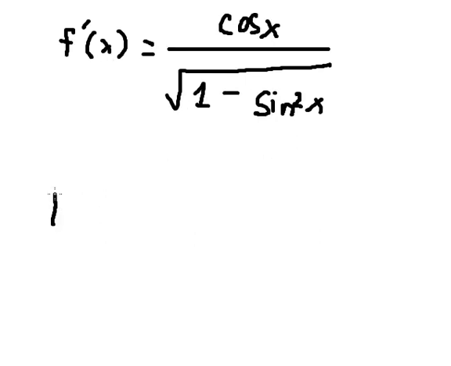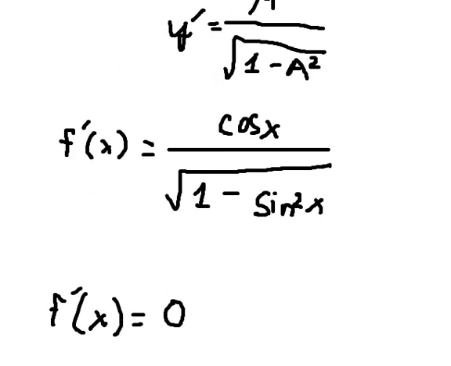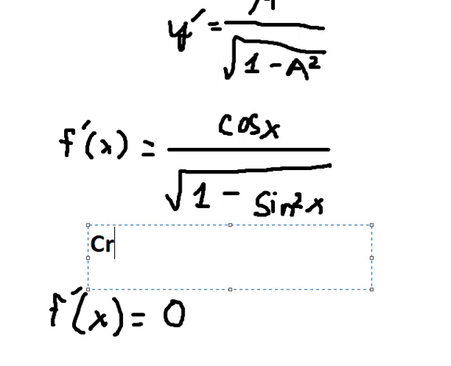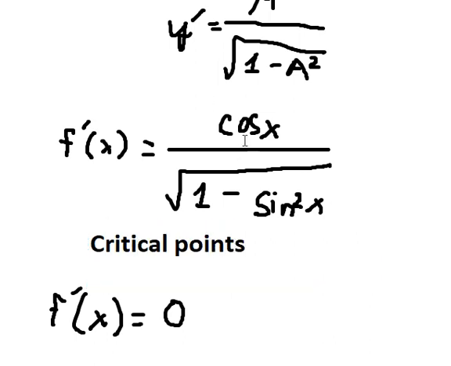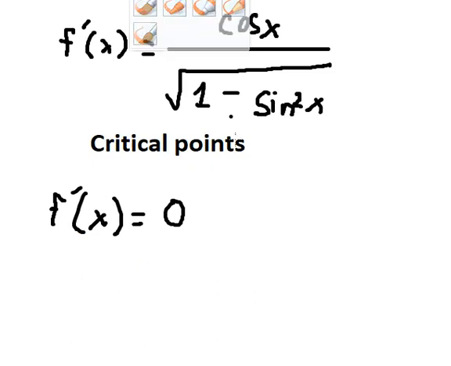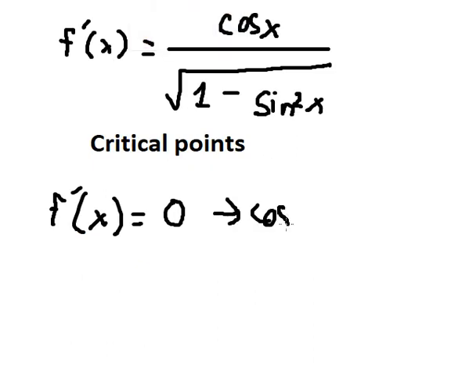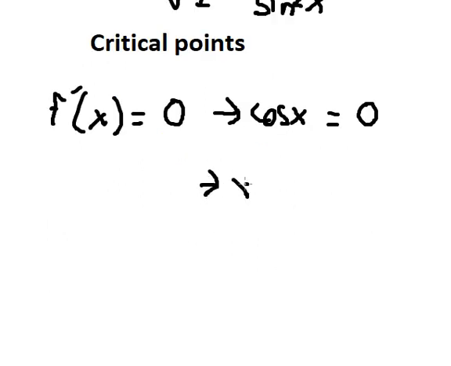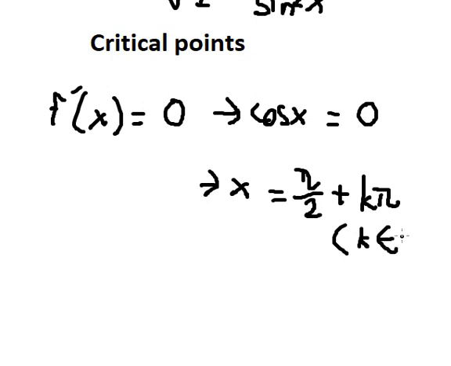So if we set the derivative of the function equal to 0, because we want to find critical points, that means we just have cosine s equals 0. So for this one we have s equals pi over 2 plus k pi, and we know that k belongs to the integers.